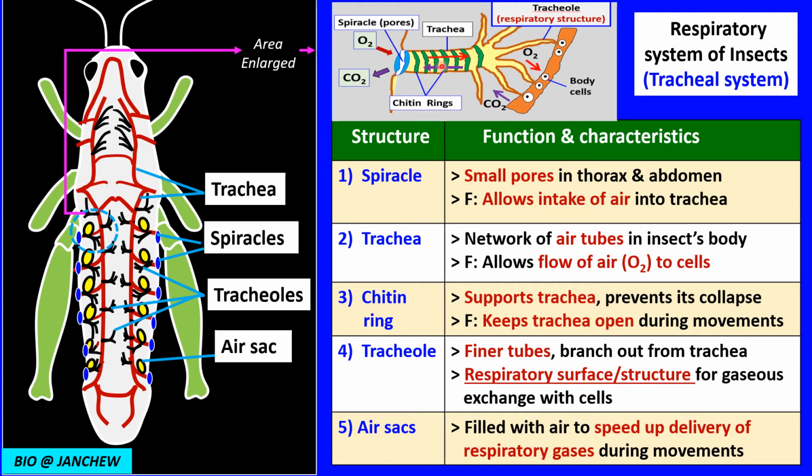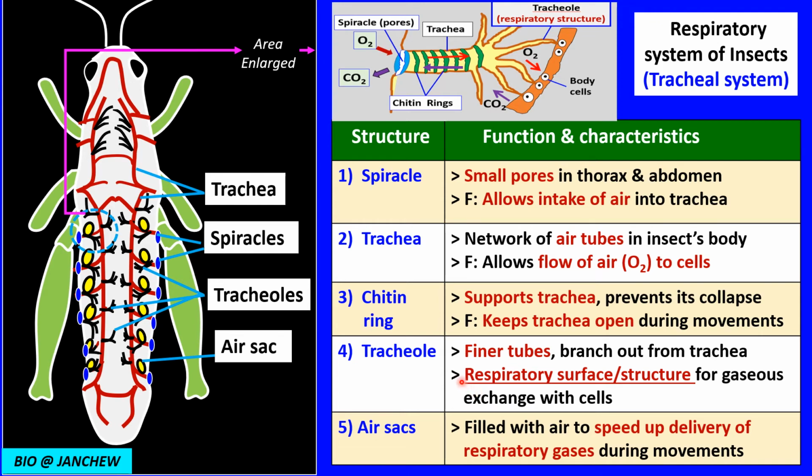When the breathing mechanism is being carried out, the air pressure will change. To prevent the collapse of the trachea, the chitin rings will hold up the trachea and keep it open during the movements so air can flow, right? So chitin ring is for support of trachea. Then the trachea branches out to form tracheals, which are finer tubes branching out from the trachea.